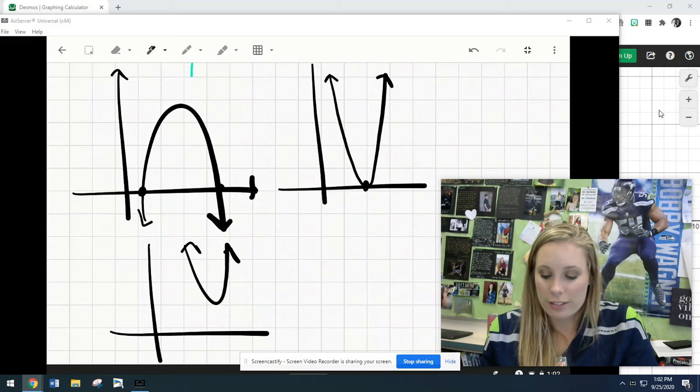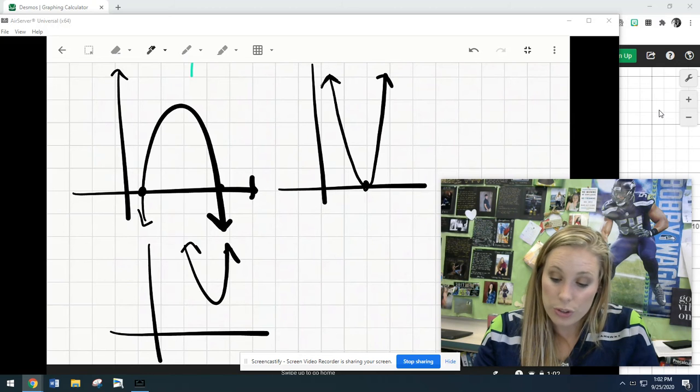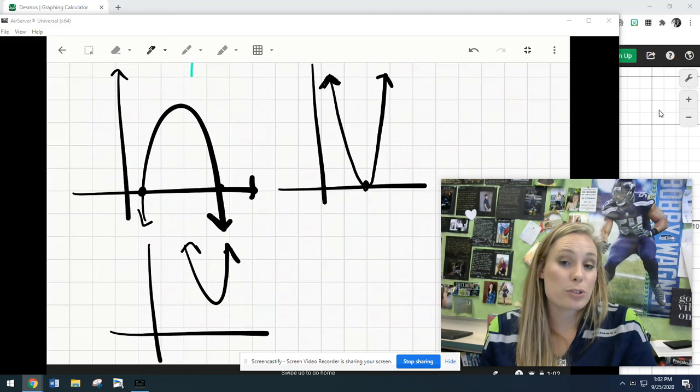Every quadratic function has a y-intercept. This arrow means that this goes on forever, and so that y-intercept is just out of our view right now.